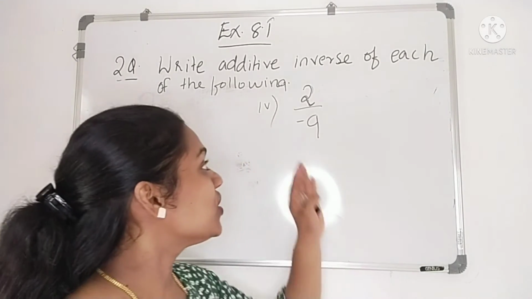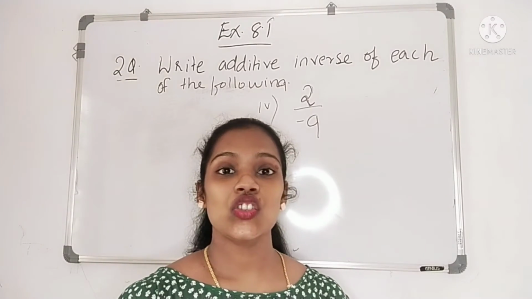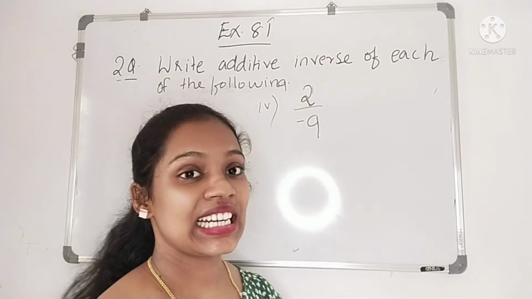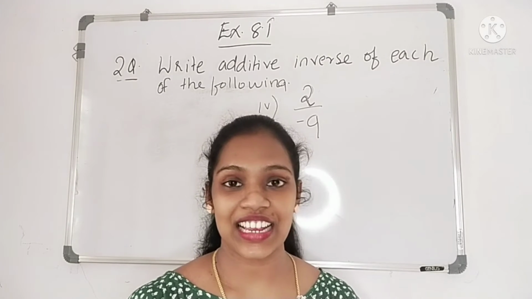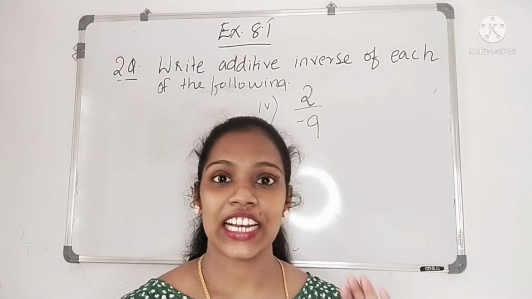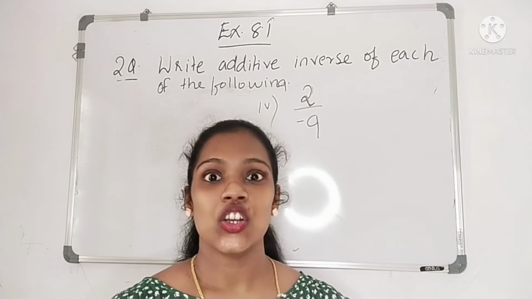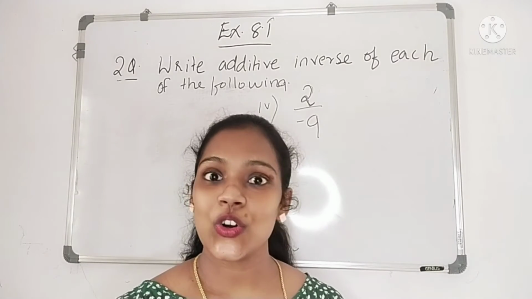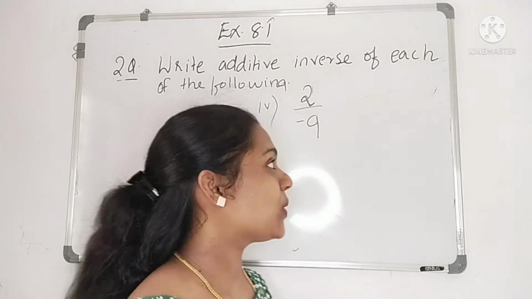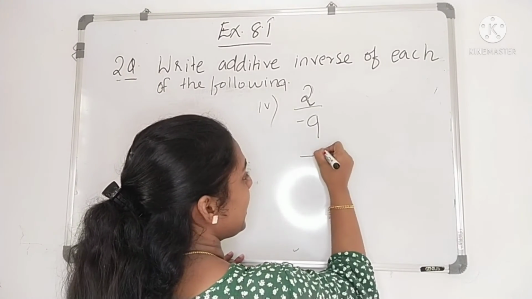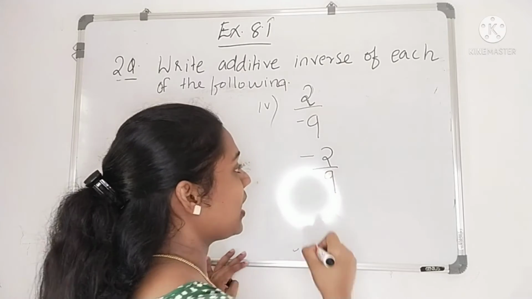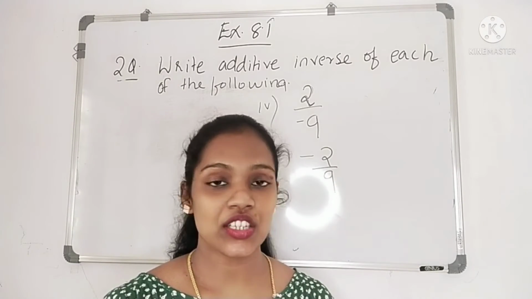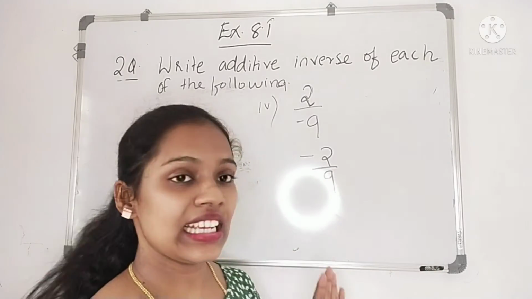Next question is 2 by minus 9. So how can I write this 2 by minus 9? Here you can see that the negative sign is in the denominator, right? So don't get confused. So how will we write this additive inverse and all? Don't get confused. You can write this question directly as minus 2 by 9. That is, if the negative sign is in the numerator or denominator, no problem. You can write it directly like this.